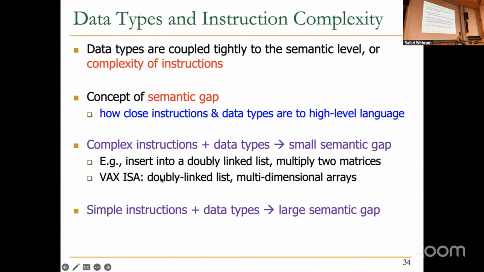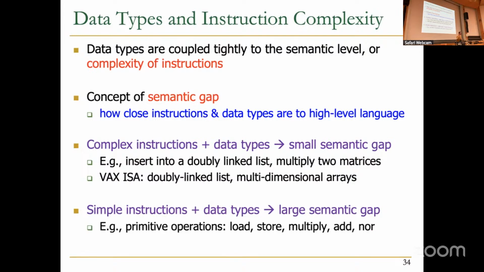The VAX ISA actually had some of these. You actually had a small semantic gap. You had instructions that operate on doubly linked lists. You had instructions that operate on multi-dimensional arrays. Today, we have matrix operations, which are similar to what we had a long time ago with VAX, for example. And they cater to these heavily used workloads that work on matrix operations, right?